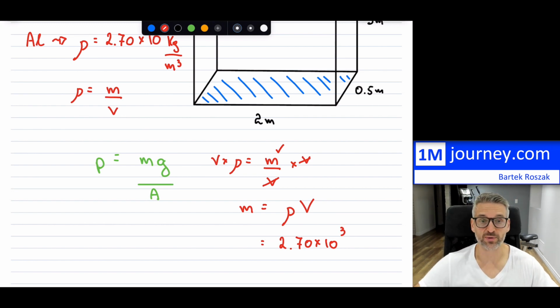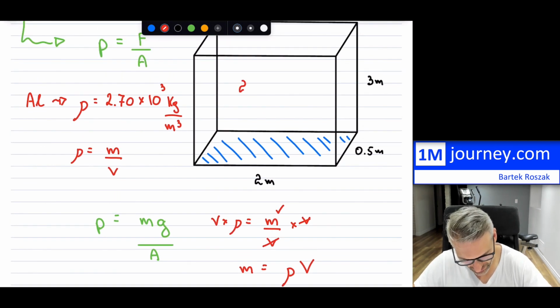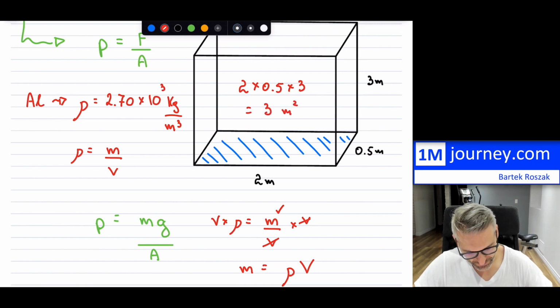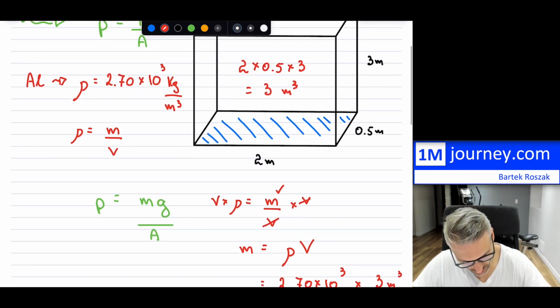Notice it's kilograms per meter cubed, so everything is in meters there. So I'm going to be okay on the units. And then I need to multiply this by the volume. Well, the volume here is nothing else but 2 times 0.5 times 3, right? So 2 times a half is 1, and then 1 times 3 is 3. I could say this is meters cubed, not squared, because of the fact that it's volume.